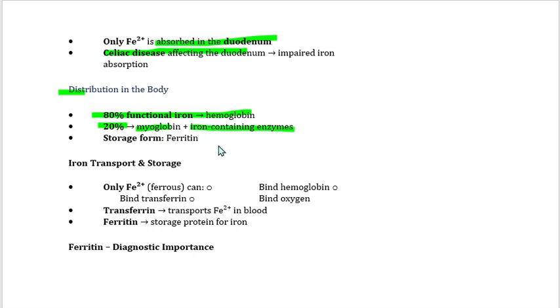other iron containing enzymes. Iron is stored in ferritin, and it is stored in the reduced form. Iron storage and transport: only reduced iron can bind to transferrin, and only the reduced form can bind to hemoglobin. Only the reduced form can bind to oxygen. So transferrin transports reduced iron in the blood, which is Fe2+, and ferritin is the storage protein. Ferritin is the storage protein for iron, and iron in it is also stored in the reduced form. So that's why the reduced form is important.